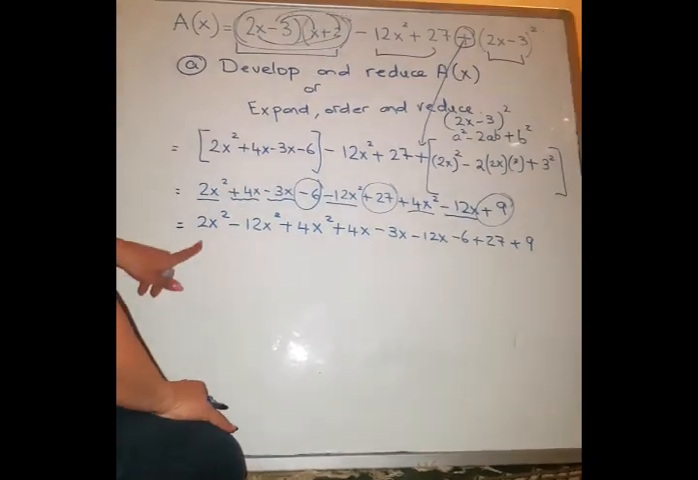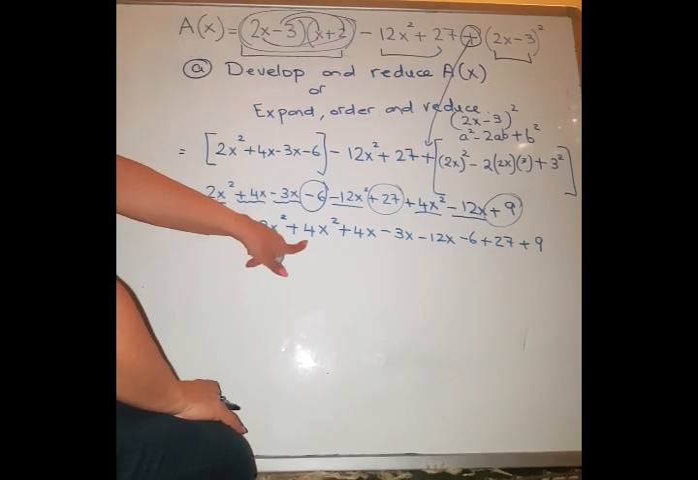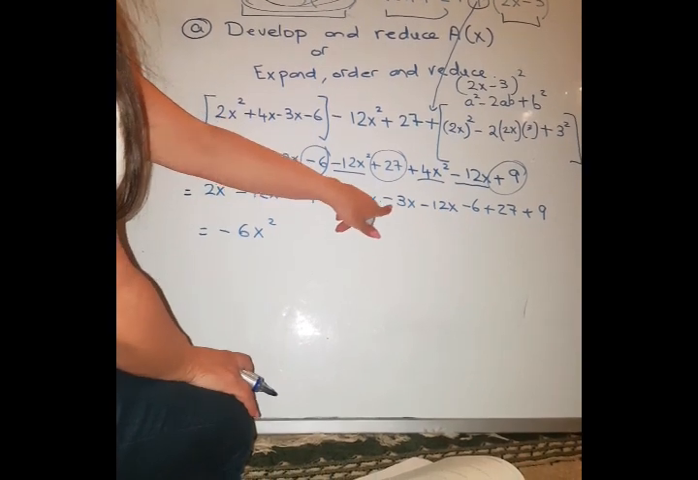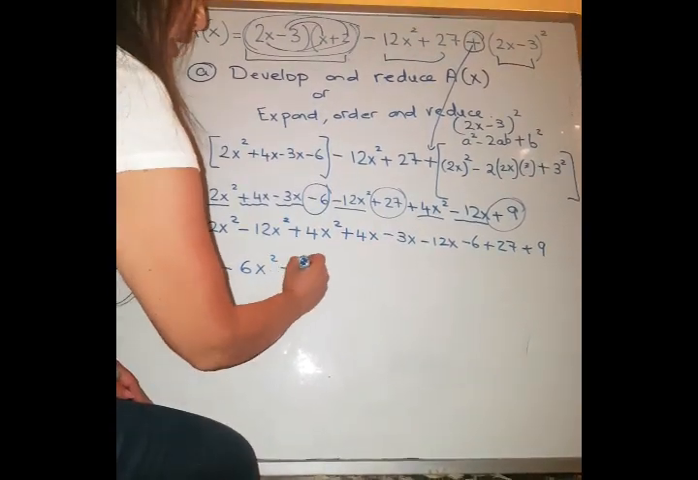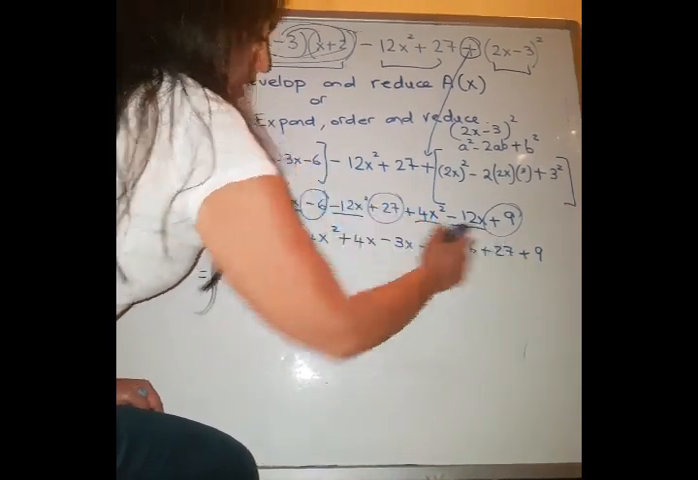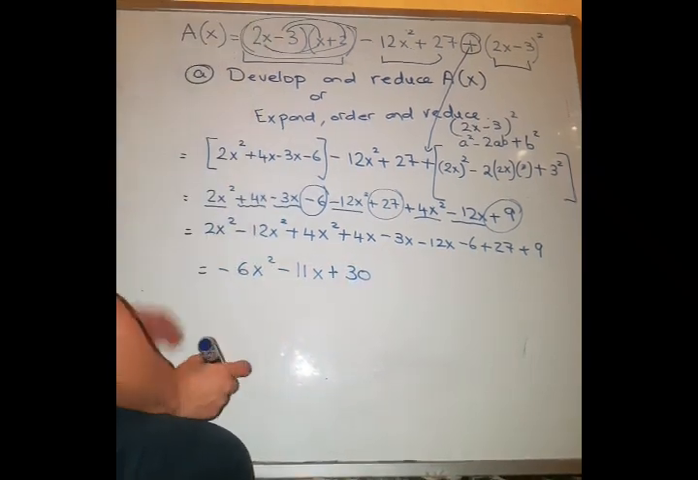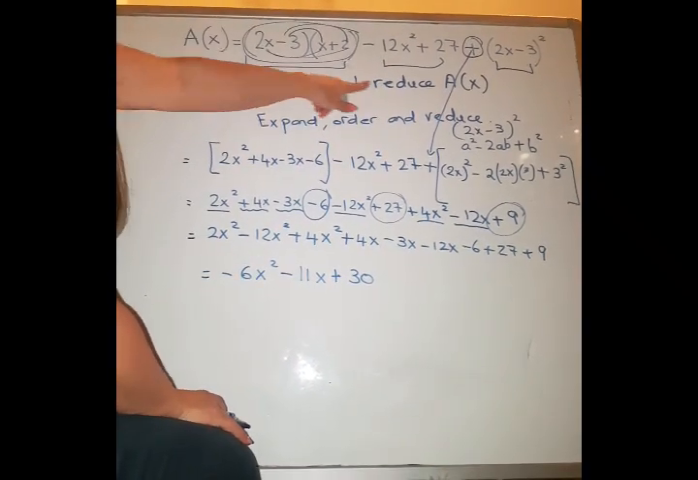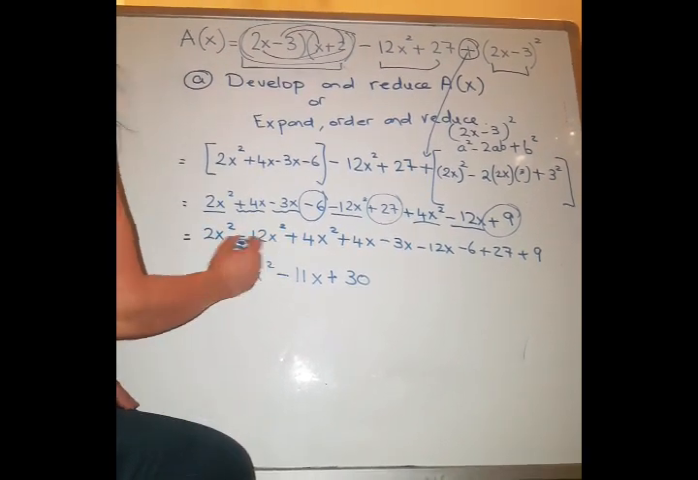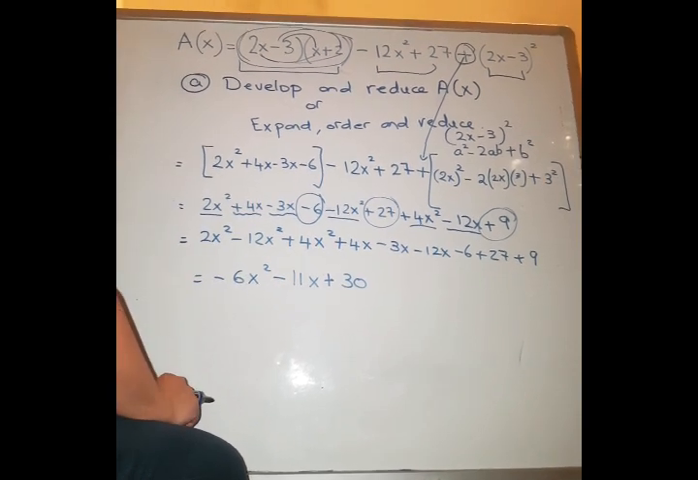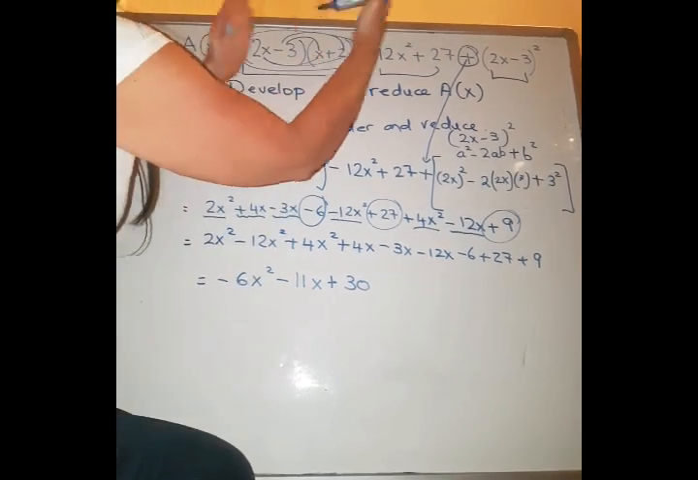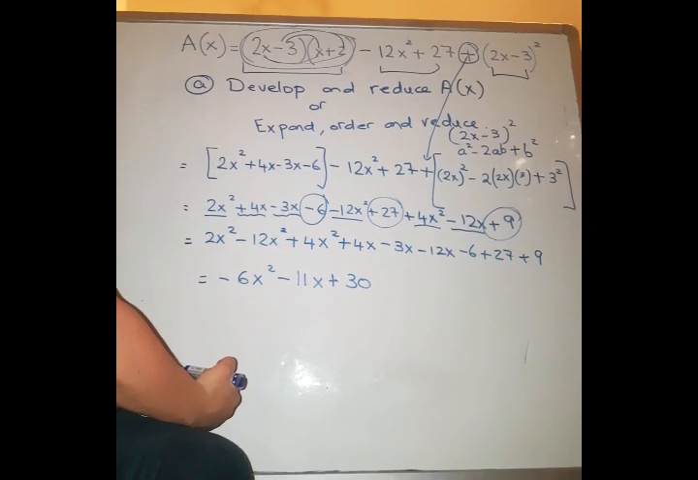And I start adding and subtracting. 2 minus 12 is a negative 10, plus 4 is a negative 6x². 4 minus 3 is 1, minus 12 is a negative 11x. And then minus 6 plus 27 is 21, plus 9 is 30. So the answer to my question, develop and reduce, or expand, order, and reduce, is this: -6x² - 11x + 30. Did you see how I opened it up? It's very easy once you divide the expression into parts.